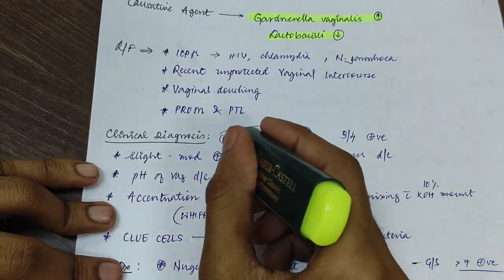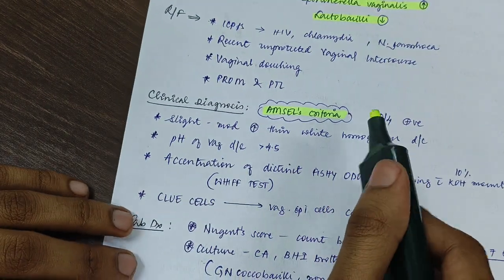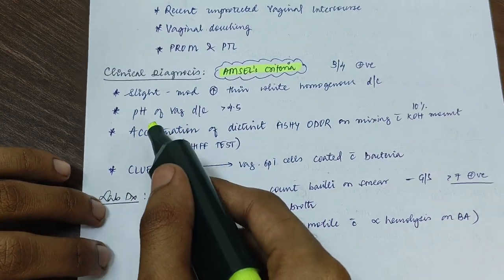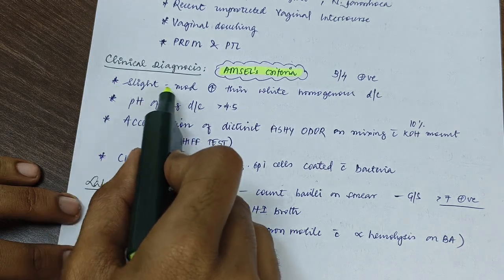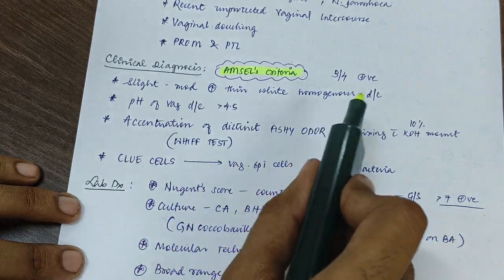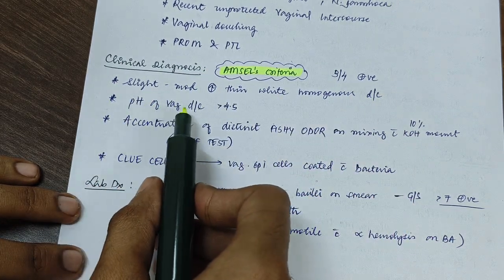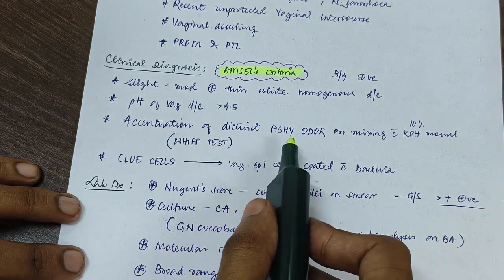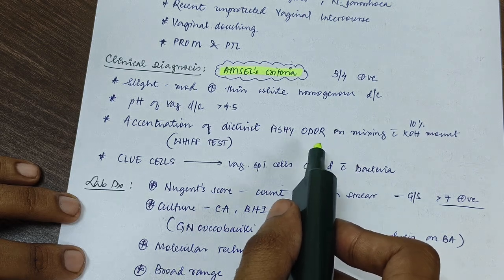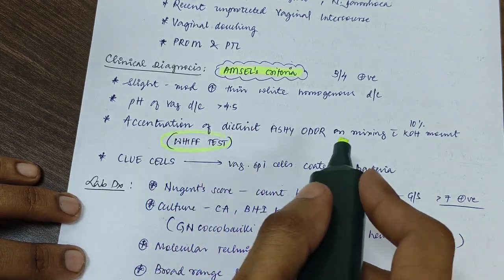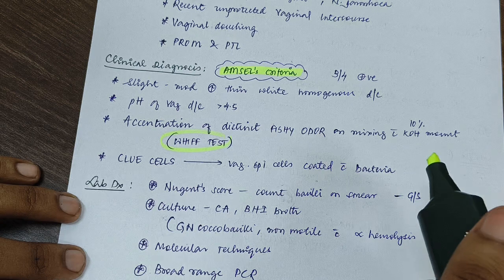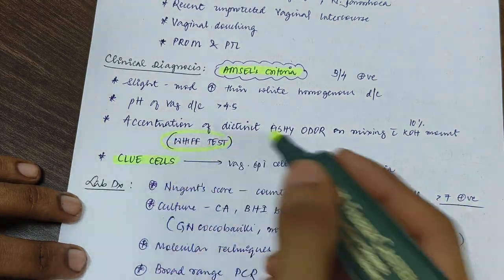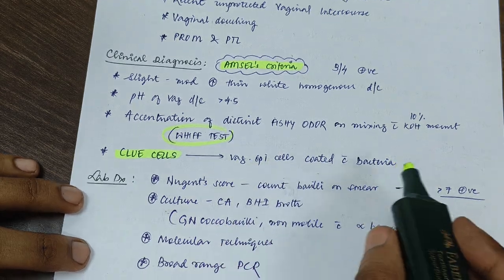Clinical diagnosis is basically based on the Amsel criteria. Here at least 3 out of these 4 should be positive. What are the 4 points? Slight to moderate increase in thin white homogeneous discharge. Then pH of the vaginal discharge should be more than 4.5. Then accentuation of the distinct fishy odor on mixing with 10% KOH, that is called the whiff test. If you mix the solution with the KOH, it is going to cause fishy odor and it is going to increase maximally. Then clue cells, which are the vaginal epithelial cells coated with the bacteria.